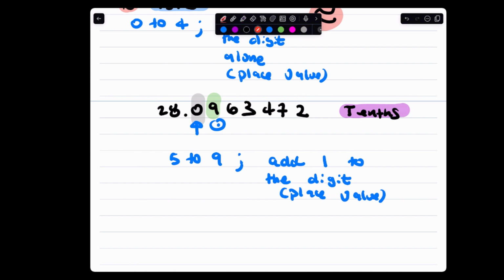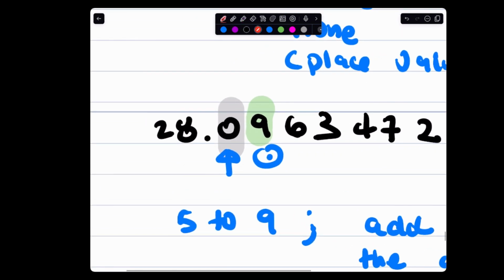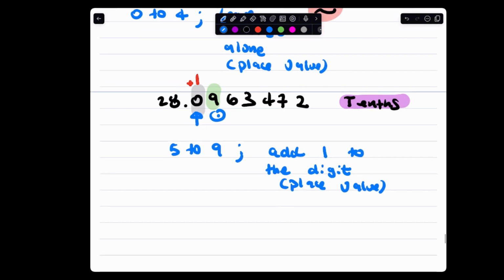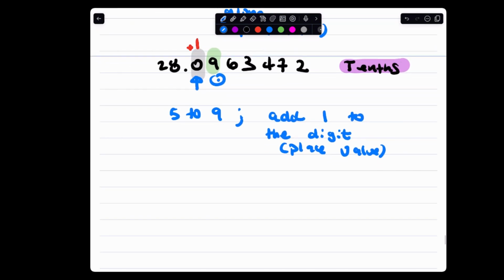You go, where is that? Oh, add 1. So I'm going to put it this way, plus 1. So I'm going to add 1 to 0. And what is that going to do for me, ladies and gentlemen? That's going to give me the what? The approximate answer. This is now 28 point. What's 0 plus 1?